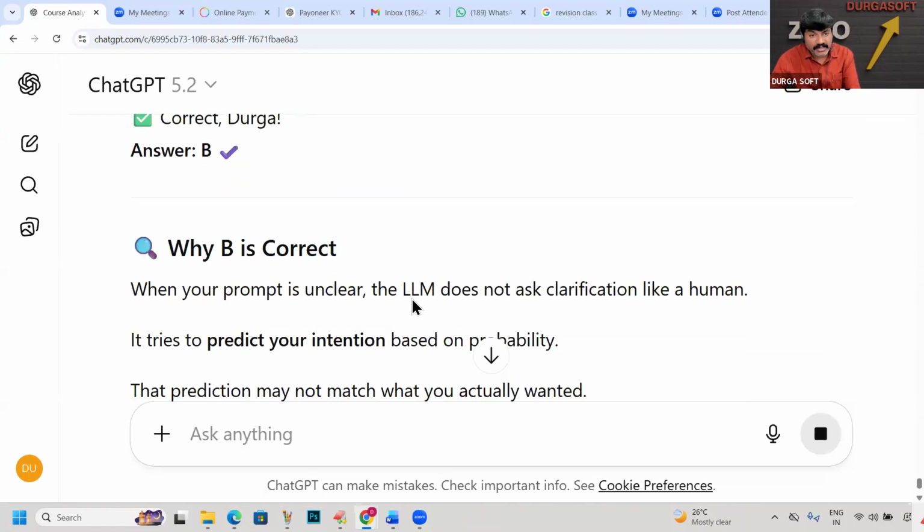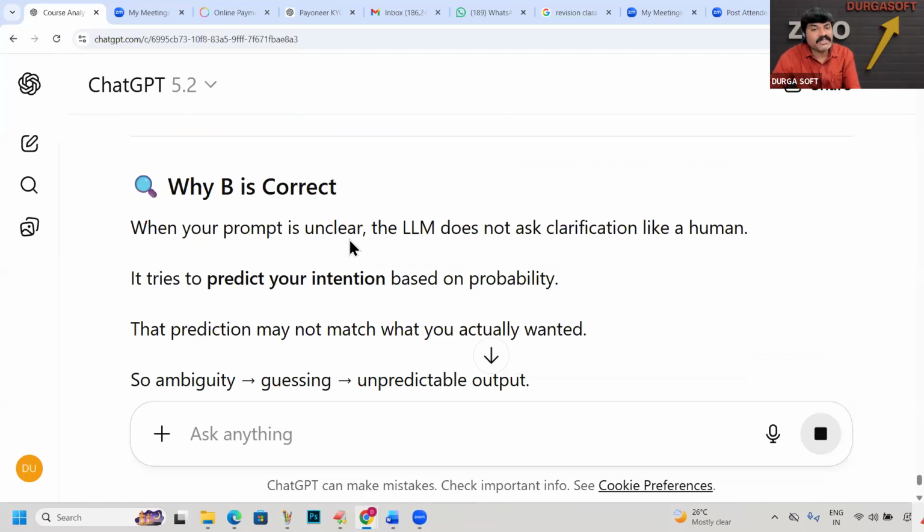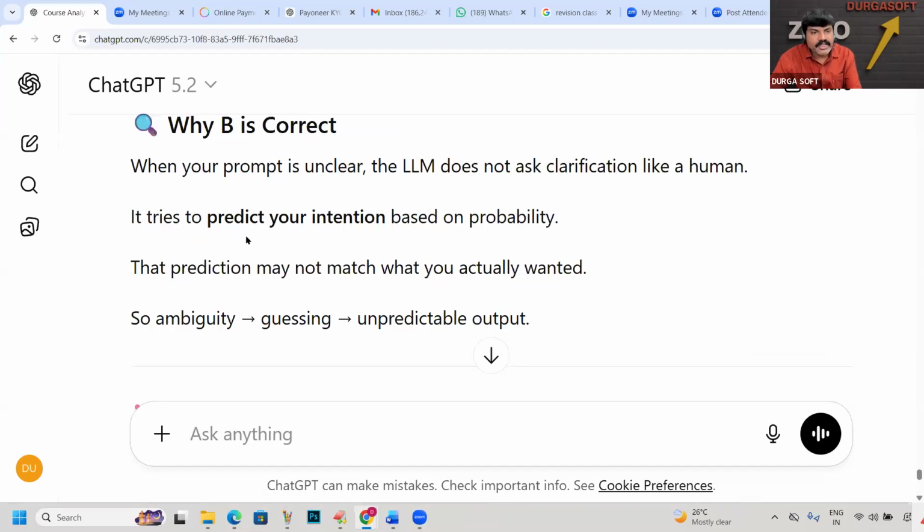Correct, B. When your prompt is unclear, the LLM does not ask for clarification like a human. It tries to predict your intention based on probability. The prediction may not match what you actually wanted. So: ambiguity, guessing, unpredictable output. Any doubt? No, sir.